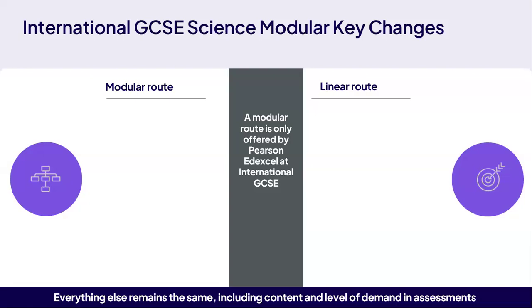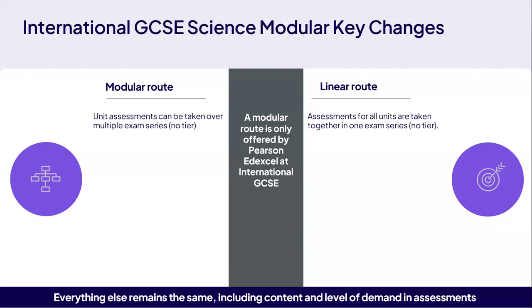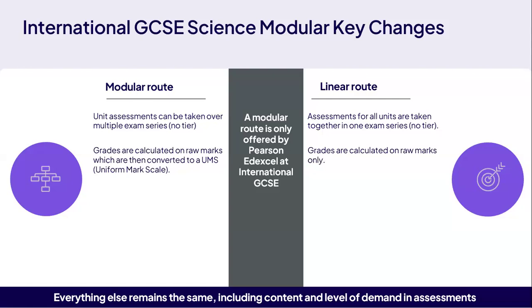So if we have a look at the two different routes and how they compare, the modular route, as I've just said, the unit assessments can be taken over multiple exam series, whereas in the linear route, assessment for all units are taken together in one exam series. For both routes, the exams are not tiered, they cover all the grades. For the modular route, the grades are calculated on raw marks, which are then converted to a uniform mark scale. And this is necessary because not all students will be cashing in the same units at the same time.